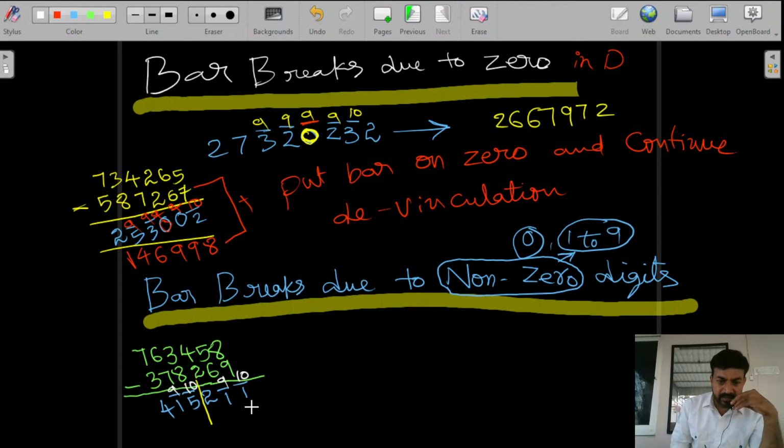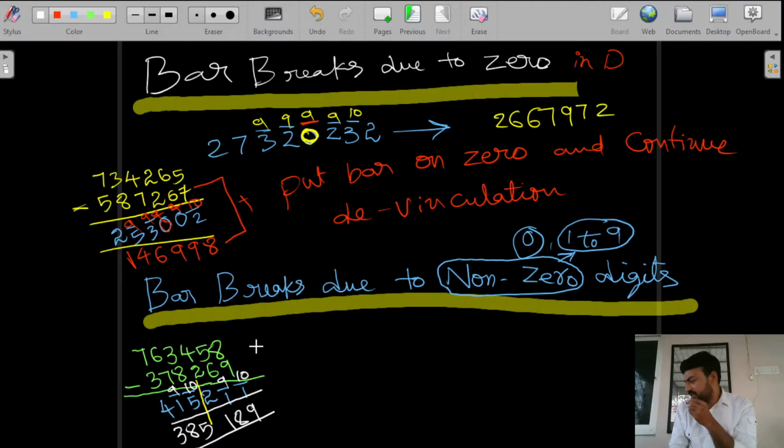10 minus 1, 9. 9 minus 1, 8. Again you have to take the predecessor of 2. Here also, 10 minus 5, 5. 9 minus 1, 8. And 3, 4, the predecessor of 4 is 3. This is the answer. Okay, did you understand? Yes, you are right, Sai Baba.